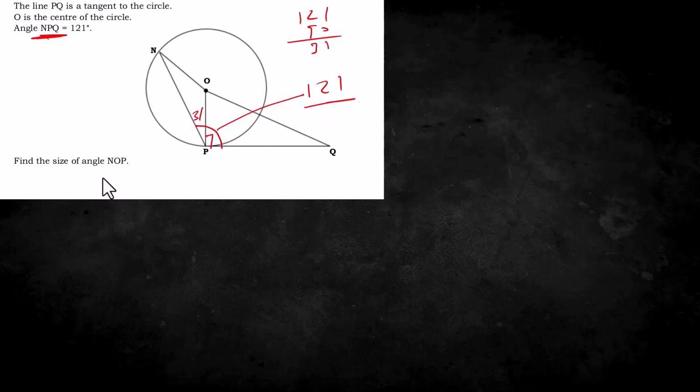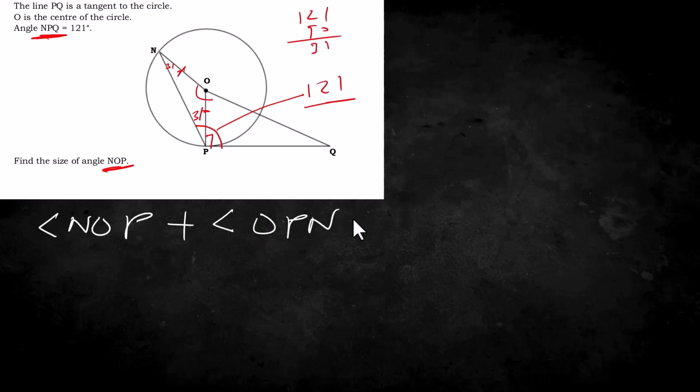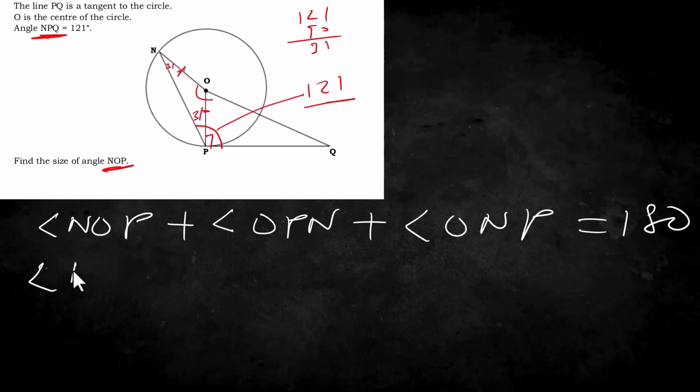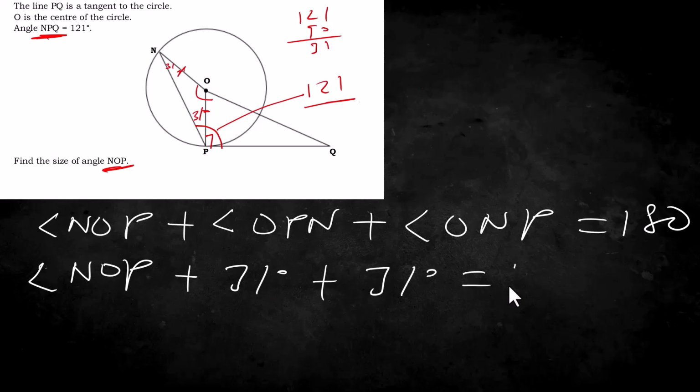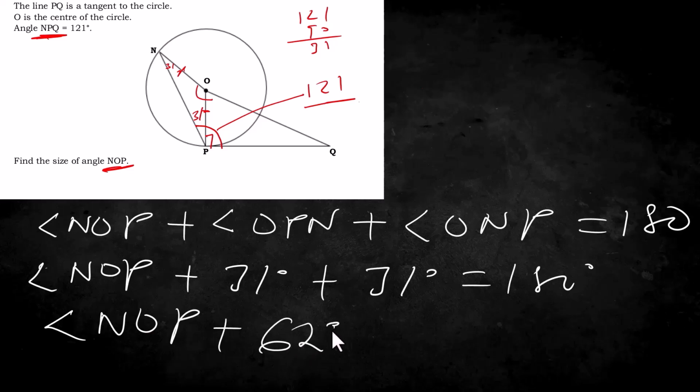Okay. And the question says find the size of angle NOP. NOP, so this side. And don't forget, if this side is 31, this side will be 31. So angle NOP plus angle OPN plus angle ONP gives us 180. Angle NOP is unknown, OPN is 31, ONP is 31, equals 180. So angle NOP plus 62 equals 180.